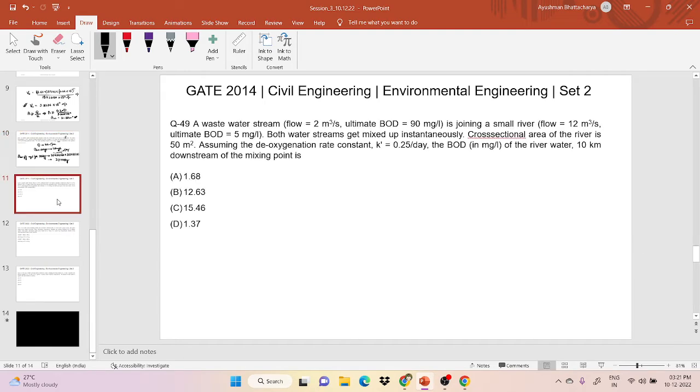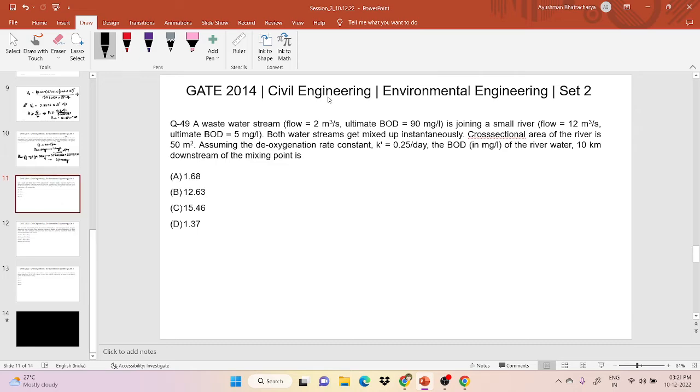So the next question says a wastewater stream flow is 2 meter cube per second. Ultimate BOD is 90 milligram per liter, is joining a small river. Both water streams get mixed up instantaneously. Cross sectional area of the river is 50 meters square. Assuming the deoxygenation rate constant K dash is equal to 0.25 per day, the BOD of river water is 10 km downstream of the mixing point.